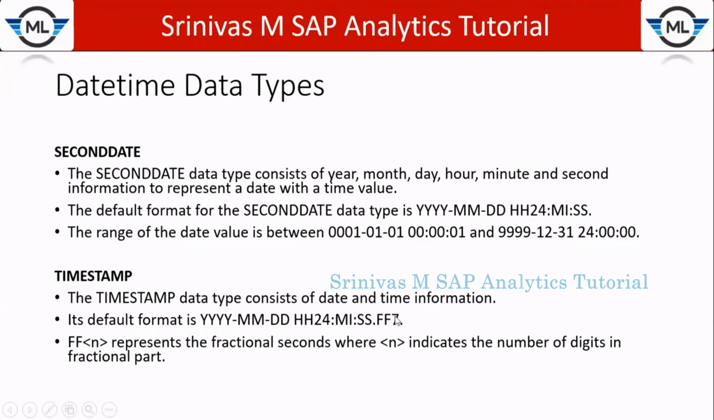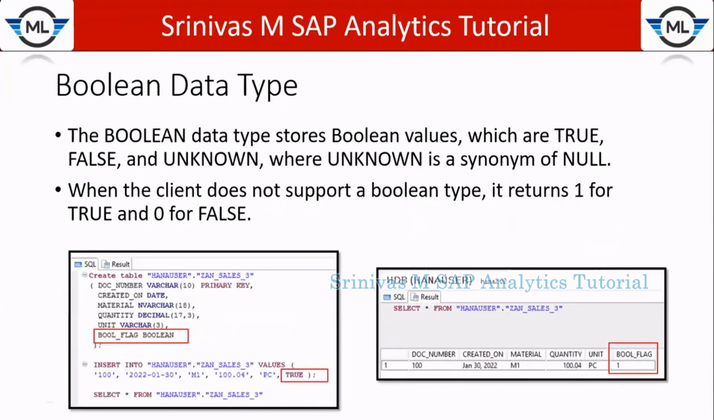Here FF7 is there, right? 7 actually is a number field. You can change this one. FFn is the representation of fraction of seconds, where n indicates the number of digits in the fraction part. How many fraction digits you want to capture, that much number you can give here. So that's all about date and time data types.